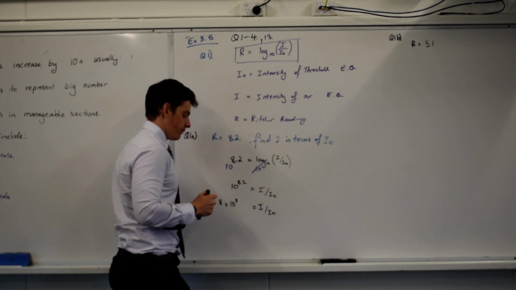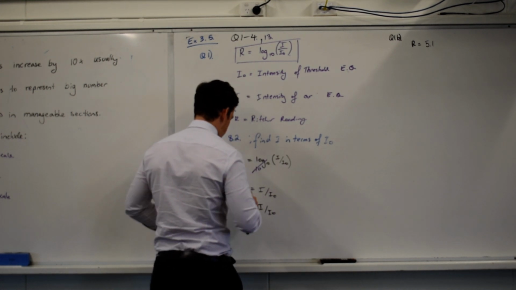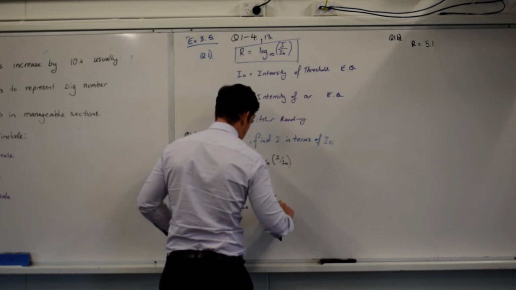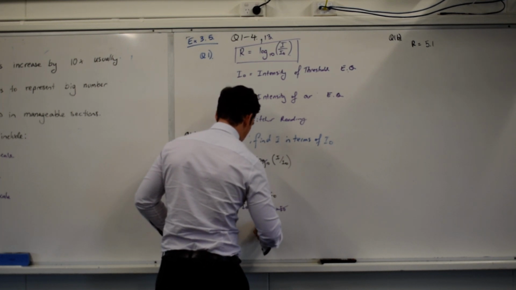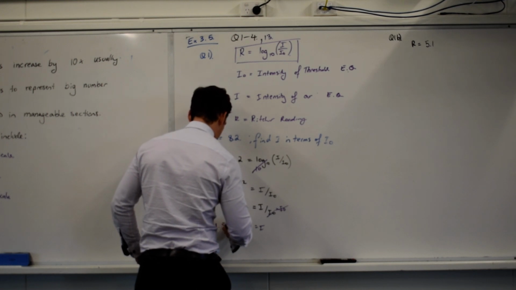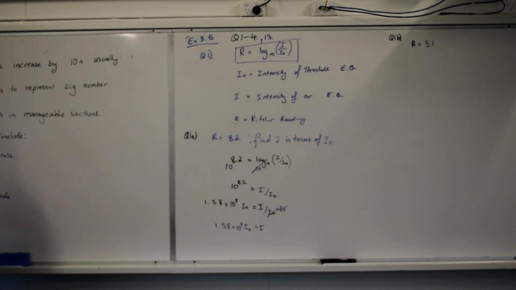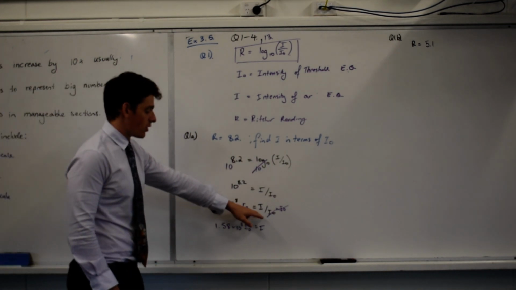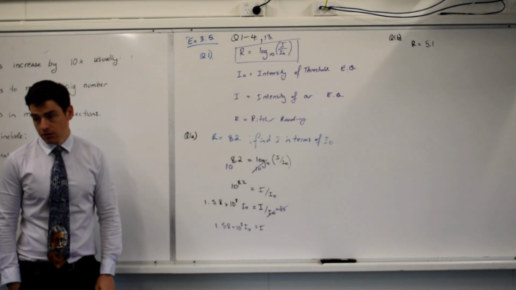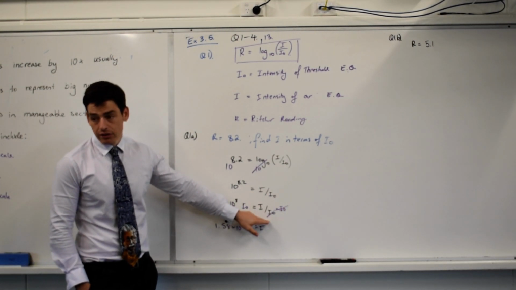How do I get rid of I naught? Times both sides by I naught. I get I equals 1.58 times 10 to the power of 8 times I naught. But are you dividing that side by I? Am I dividing this side by I? Yeah, the right hand side. I times the right hand side by I naught. So how does it cancel out? Oh, it was divide by I naught.